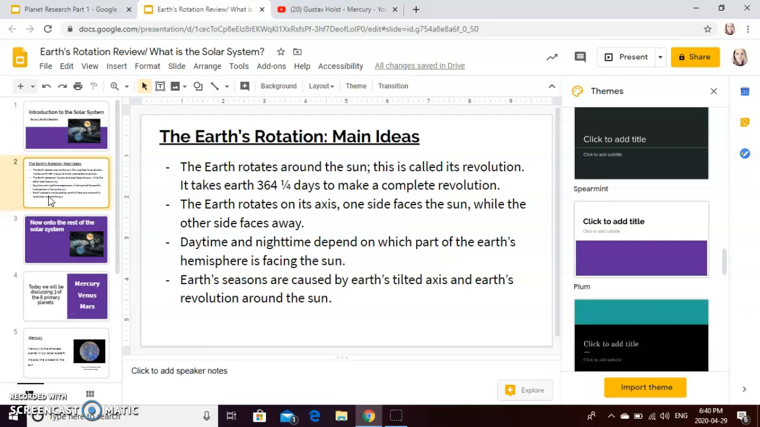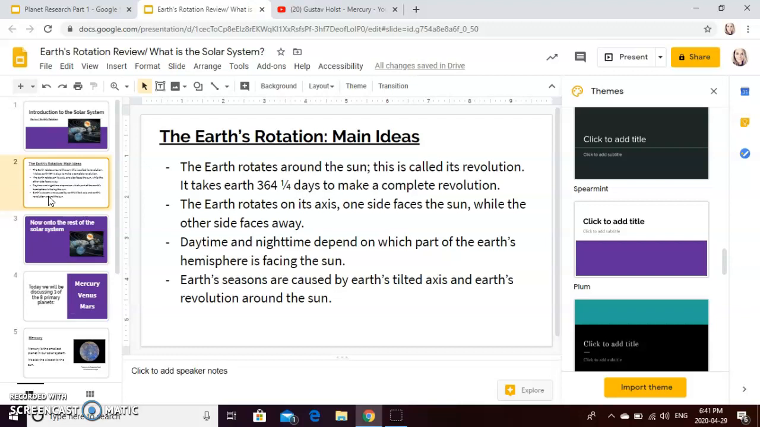Those two things occur depending on which part of the Earth's hemisphere is facing the sun. We also learned about the Earth's seasons and how they're caused by Earth's tilted axis and the revolution around the sun. So, for example, we live in the northern hemisphere. Canada is located in the northern hemisphere. So, in January, the northern hemisphere is tilted away from the sun. This results in the season of winter because we are not receiving any sunlight.